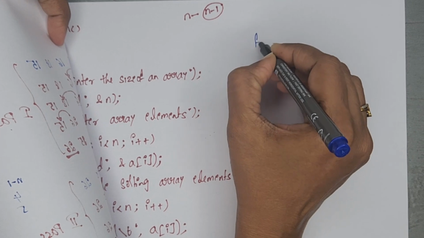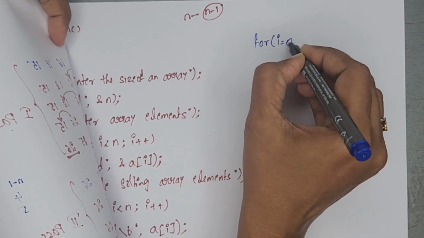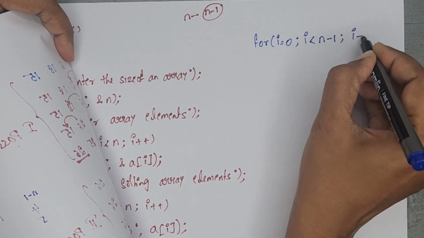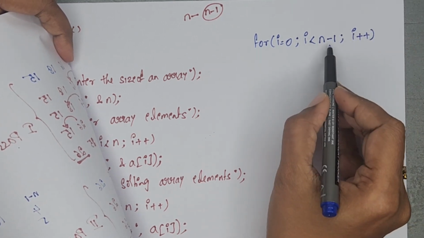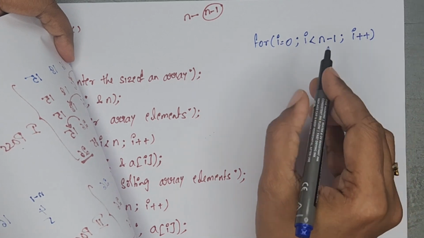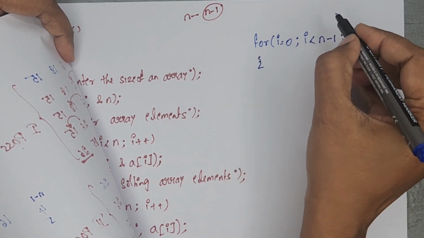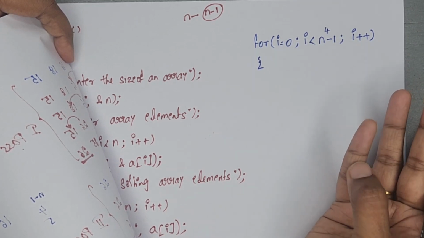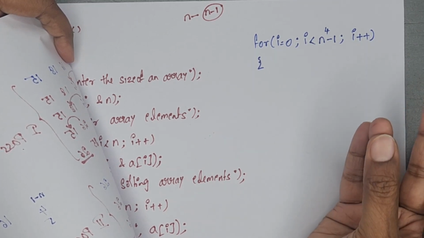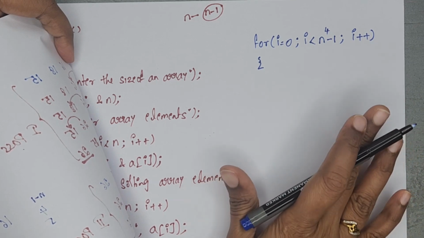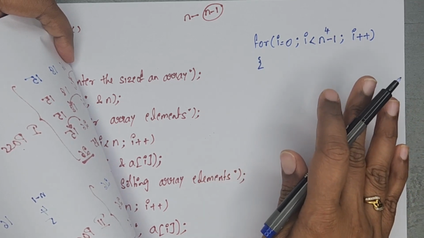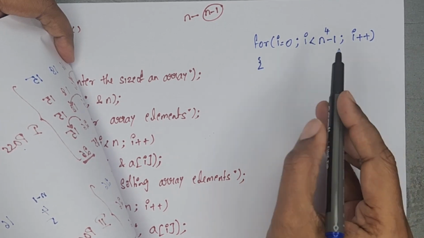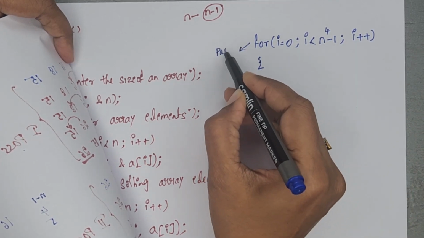For i equals 0, i less than n minus 1, i plus plus. See, n minus 1 times we have to repeat the loop. For example, n is 5, 5 minus 1 is 4. So 0 is less than 4, 1 is less than 4, 2 is less than 4, 3 is less than 4. 4 times the condition becomes true and it will execute the for loop statements. So this for loop is only for the number of passes.